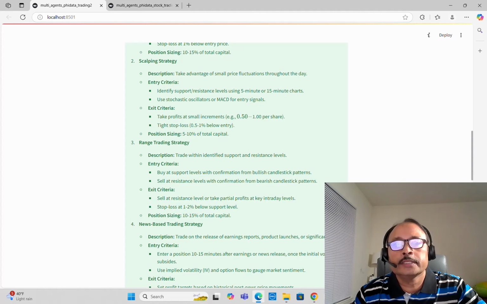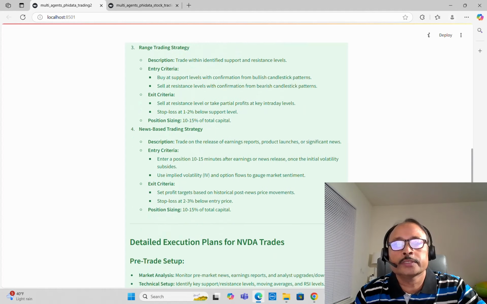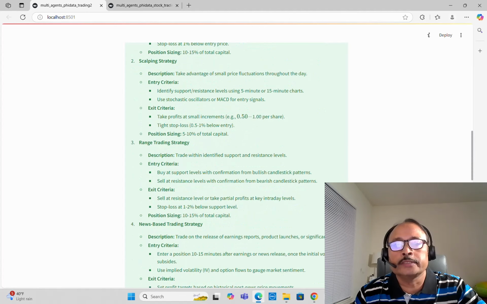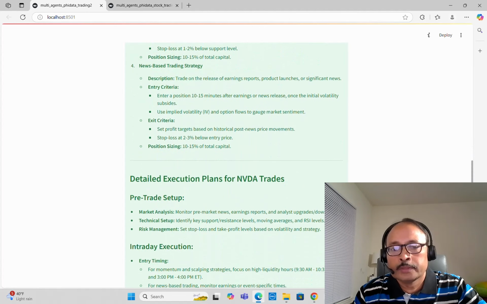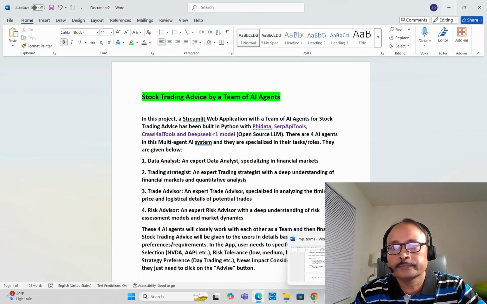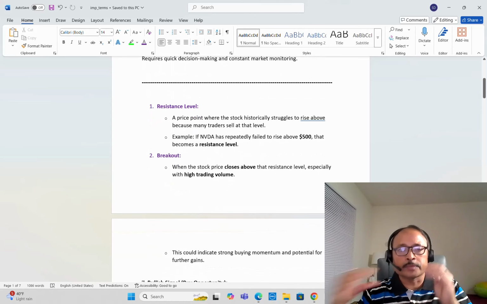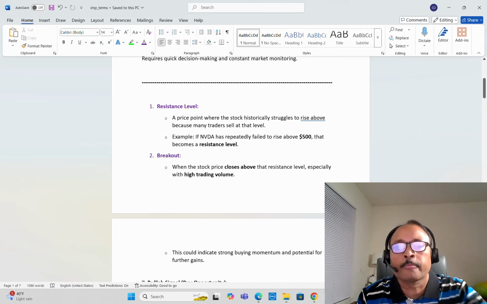So entry criteria, exit criteria, position sizing. There are four trading strategies, so let's quickly go through that. There are certain terms like resistance level and breakout. So what is a resistance level?